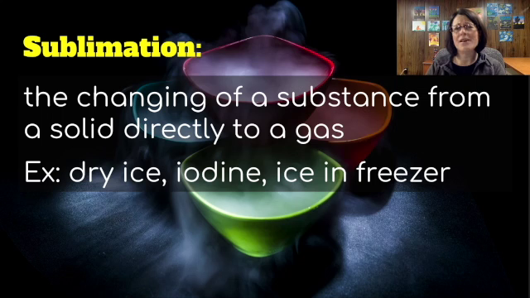The opposite of deposition is sublimation. This is the changing of a substance from a solid directly to a gas. You're probably most familiar with the example of dry ice, even though you've probably never actually seen it in real life, which is in these bowls in the background. Dry ice is solid carbon dioxide, and when it is exposed to the air, it doesn't turn into a liquid, it goes directly to a gas, and it produces that foggy effect.